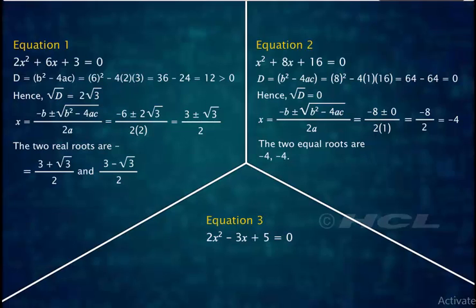And now, consider the third quadratic equation. It has the discriminant less than 0. As a result, the quadratic equation does not have real roots, as there exists no real number whose square is a negative number.